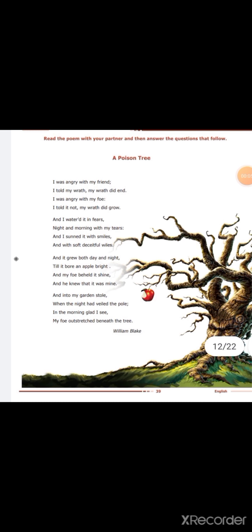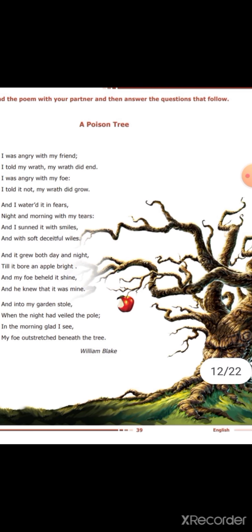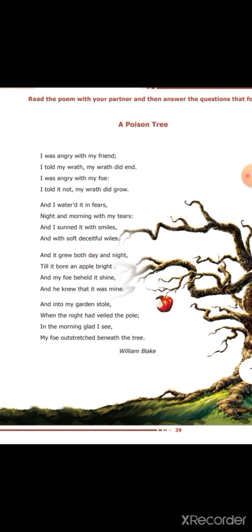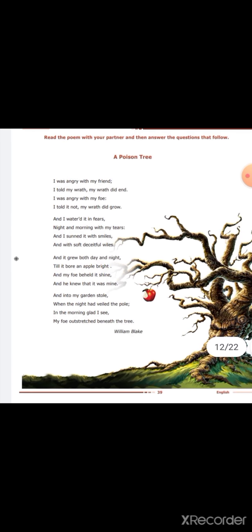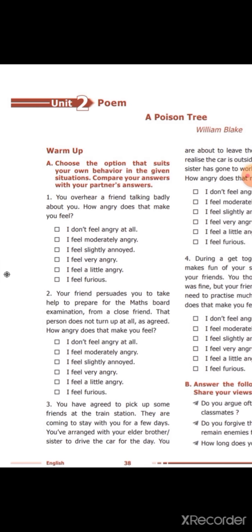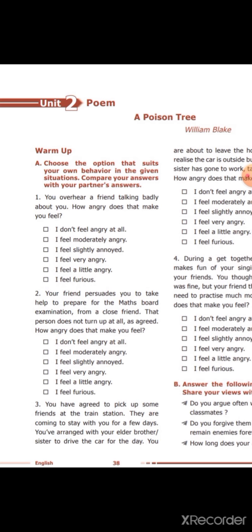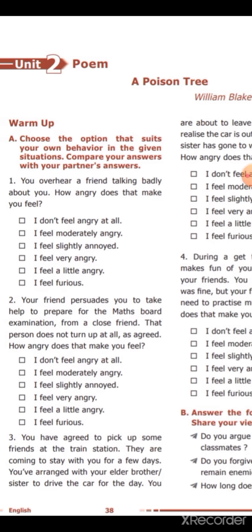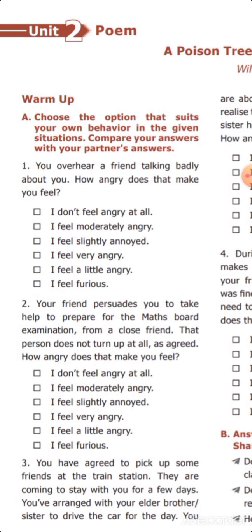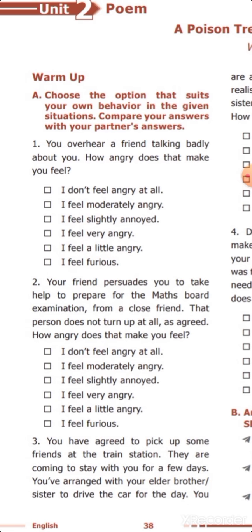Before going to the poem, A Poison Tree, it is given: read the poem with your partner and then answer the questions that follow as given here. Before that, we will go to the warm-up questions given here, children. What are warm-up questions? In page number 38 you have some warm-up questions. The warm-up questions were not asked by William Blake, okay? So there are 5 or 4 questions asked. What is asked? Choose the option that suits your own behavior in the given situation. Compare your answers with your partner's. This is generally a warm-up, children. I do not want to go into detail regarding this, but generally I will tell what it is about.